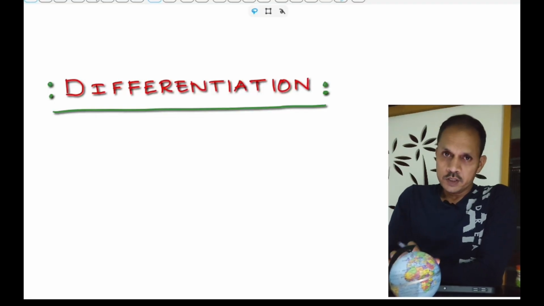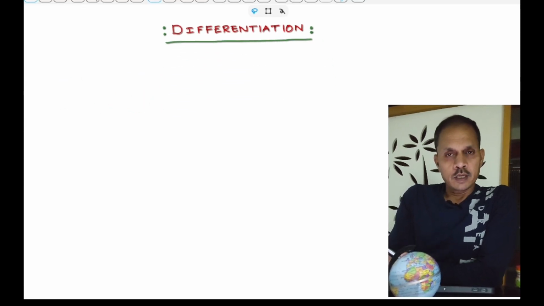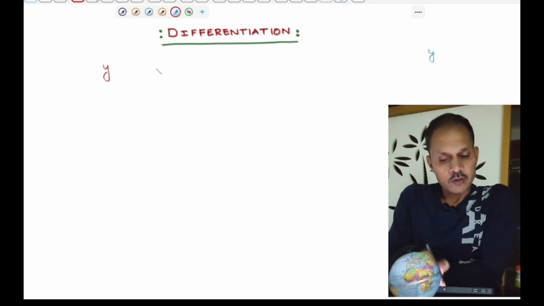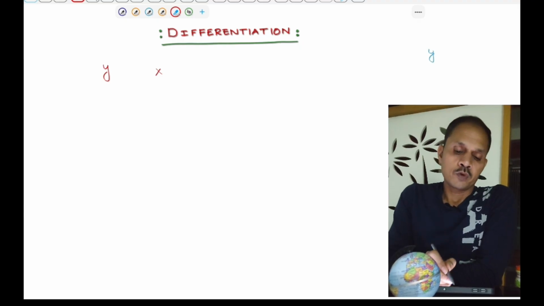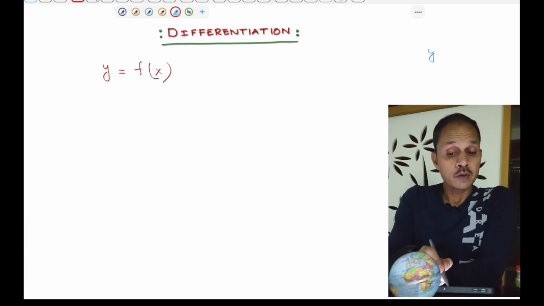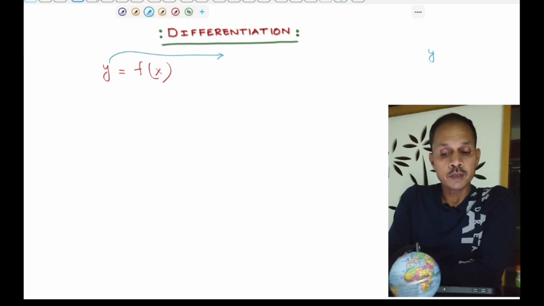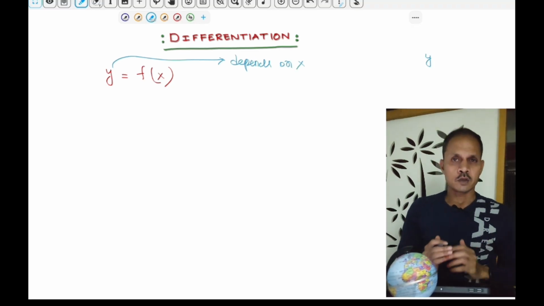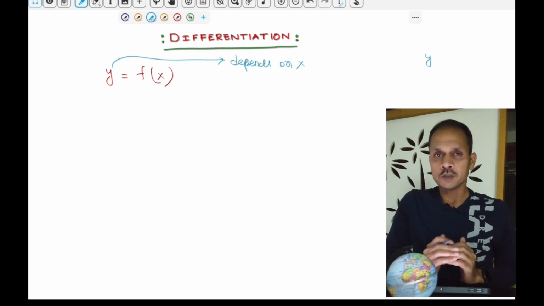What is differentiation actually? Let us see. Let us assume there is a variable y. There is another variable x. The value of y is depending on x. So we write y is a function of x, meaning the value of y depends on x. If x changes, the value of y obviously will change.